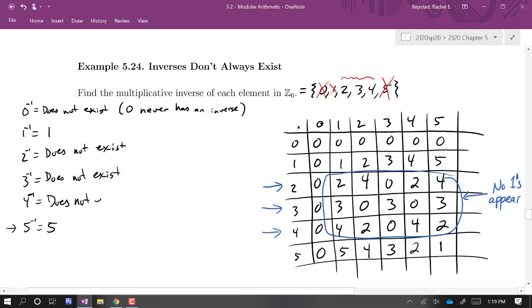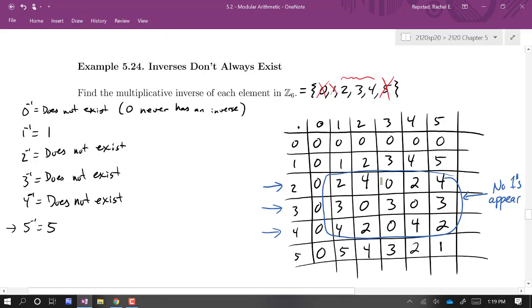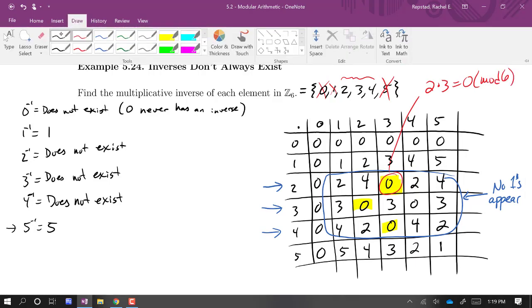So not only do inverses not always exist, but I'm going to just take a minute and point out something kind of interesting. Look at this entry right here. It's not the only one like it. In fact, any of these zeros will work. But if we focus on this one, this says that 2 times 3 is equal to 0 mod 6, which is true, right? Because it gives you a multiple of 6, and any multiple of 6 is equal to 0 mod 6.